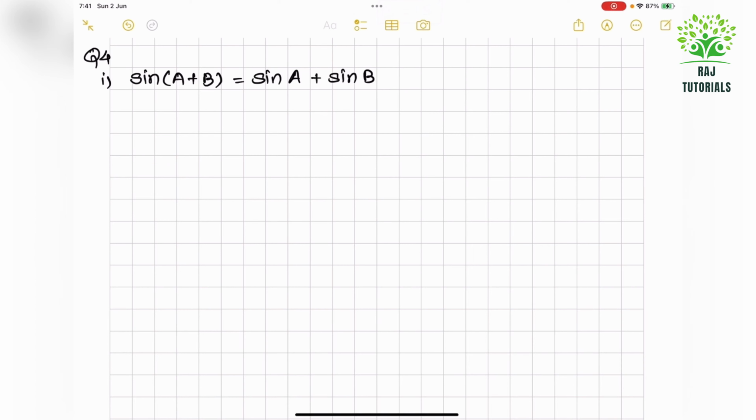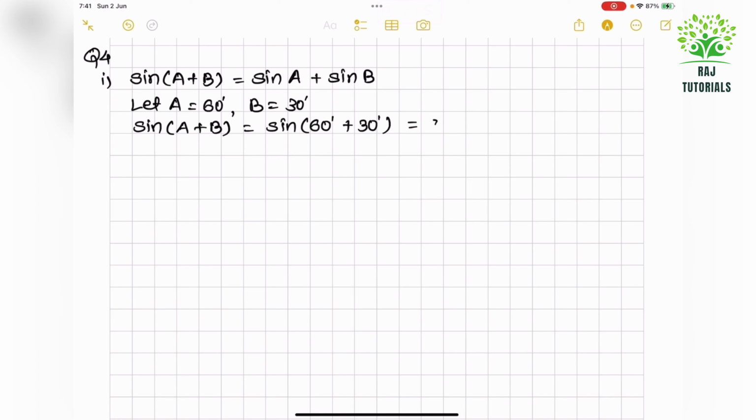Now question 4 is, state whether the following statements are true or false. Justify your answer. Sin (a plus b) equal to sin a plus sin b. So to justify, let a equal to 60 degree, b equal to 30 degree. So sin (a plus b) will be equal to sin (60 plus 30). So that will be sin 90, that is 1.